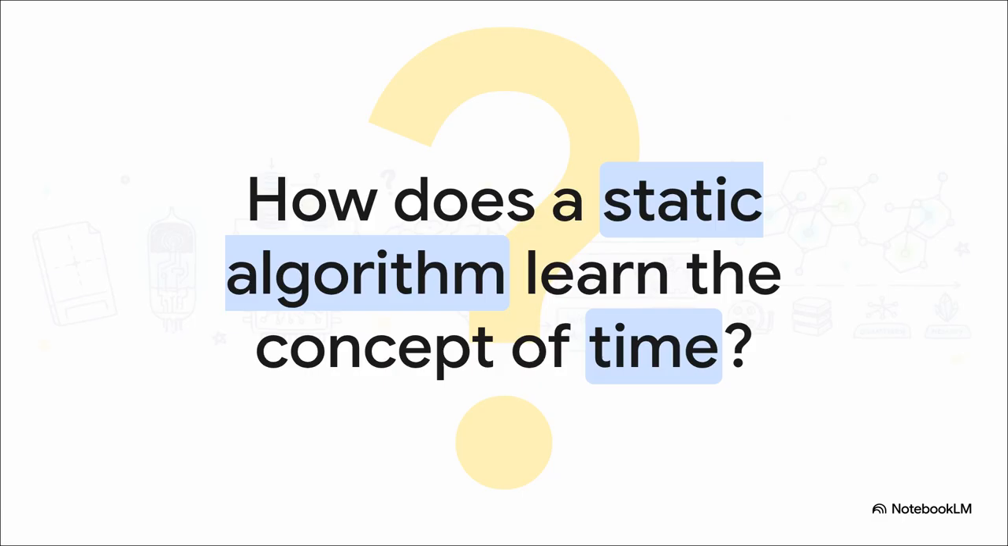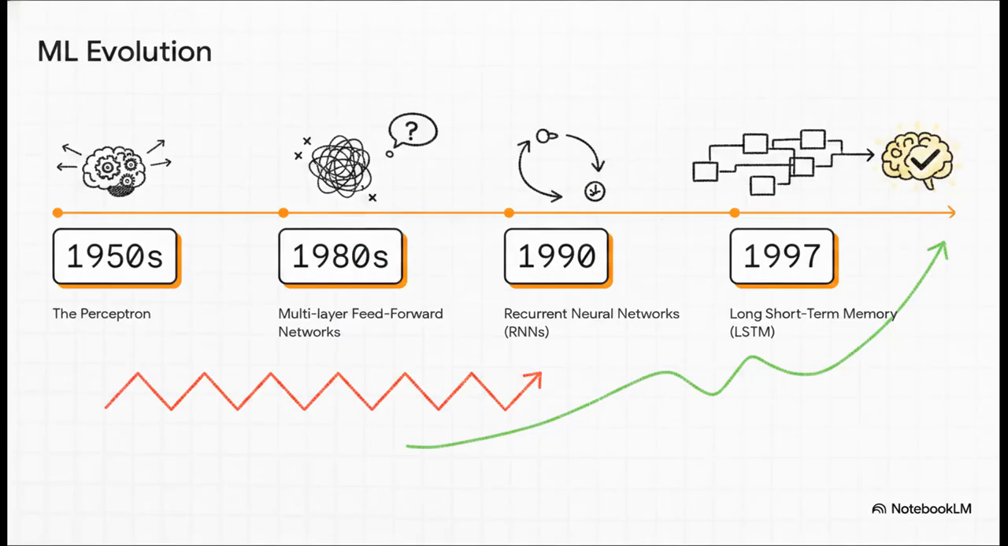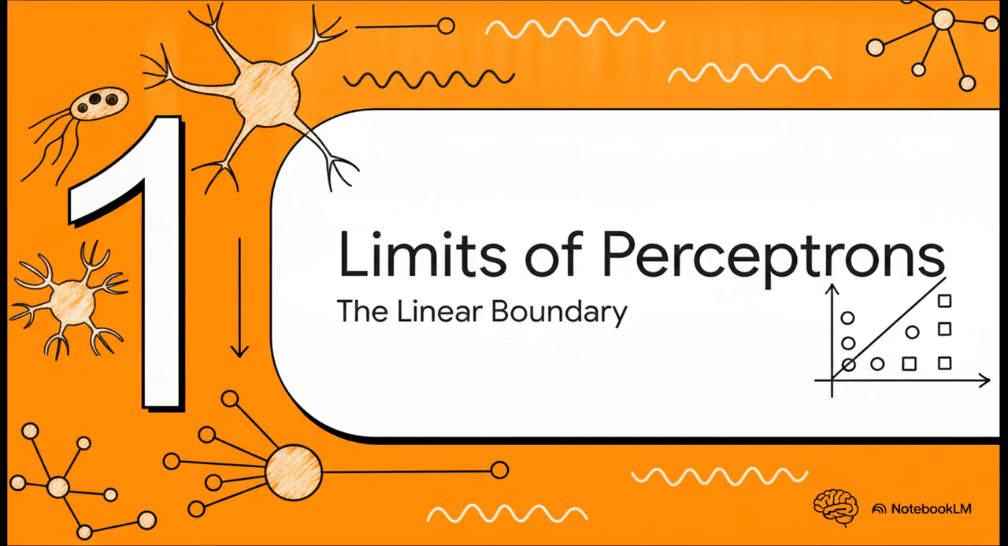To understand how we finally solve that, we've got to look at how the technology evolved. This roadmap beautifully lays out our problem-solution evolutionary tale spanning almost 30 years. Every single leap in network architecture you see on this timeline was born out of a desperate need to fix a crippling limitation of the model that came right before it. From the 1950s all the way to 1997, engineers were basically playing a super high-stakes game of whack-a-mole with mathematical roadblocks. Section 1, the linear limits of perceptrons.